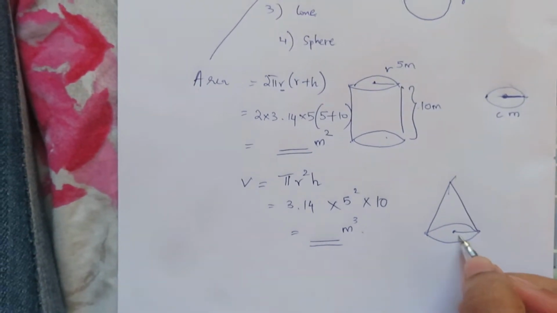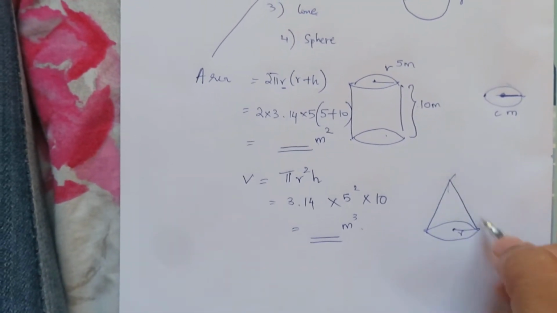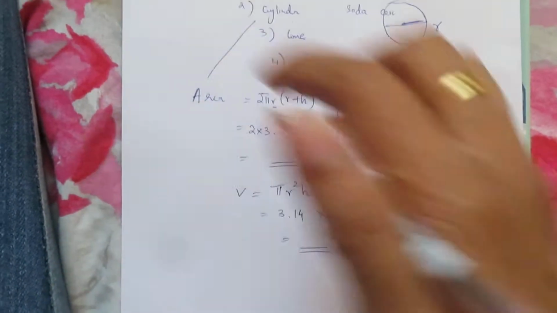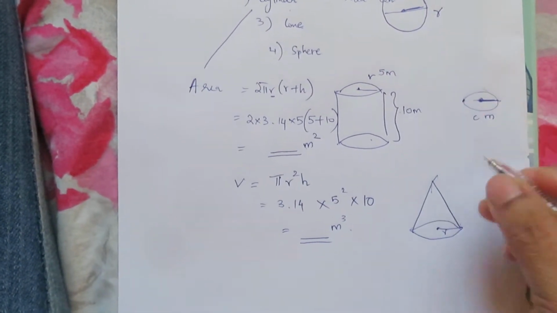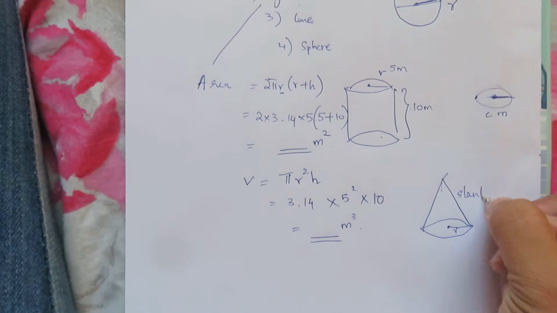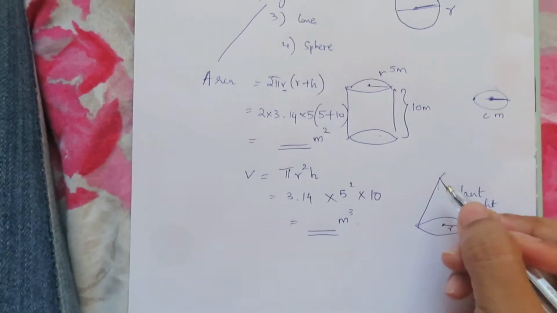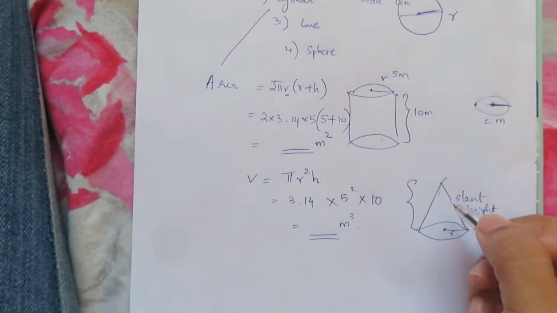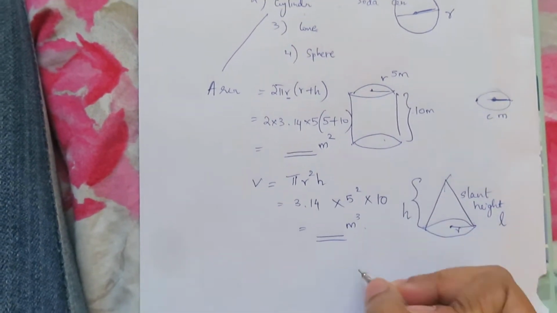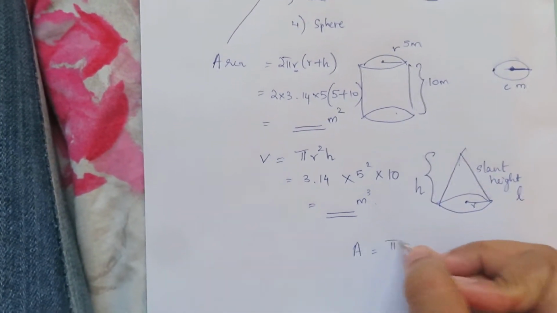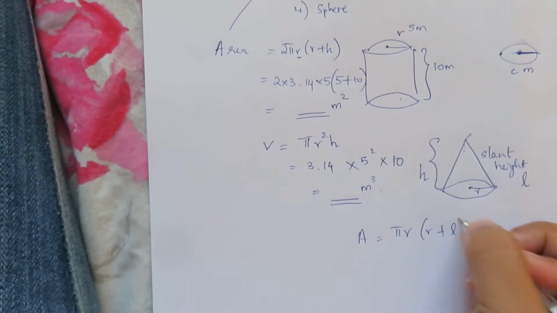Now this is the radius r. You have a new term here. For a cone, you have something slanting, right? It's not straight. This will be called the slant height, which is small l. And this vertical height will be called h. Now, what is the formula for area? Pi r into r plus l.